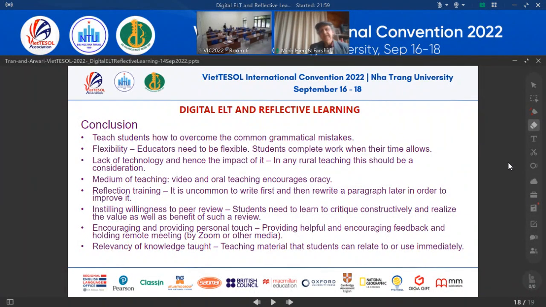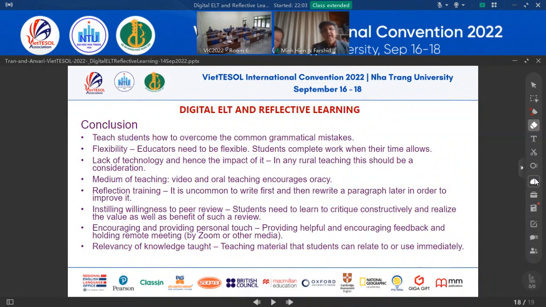Then personal touch is very important for the rural areas. And then the relevance of knowledge taught. It's very important that the knowledge that they learn, they can use it in their own teaching, in their own day-to-day life. In other words, it was important.